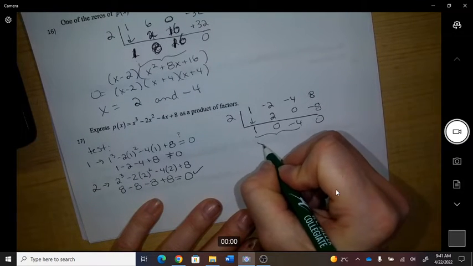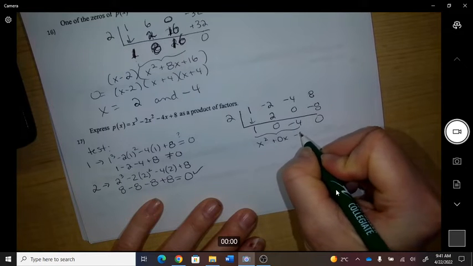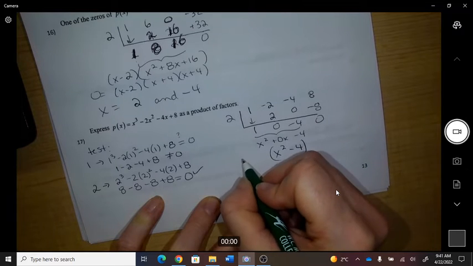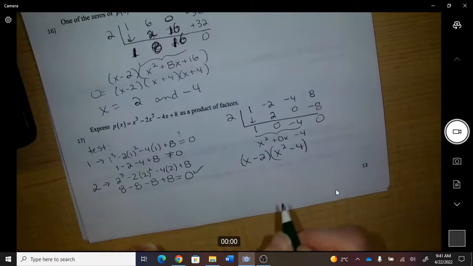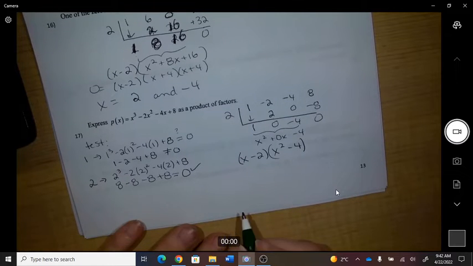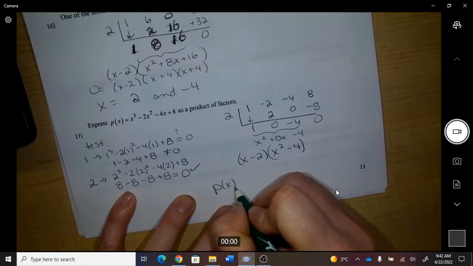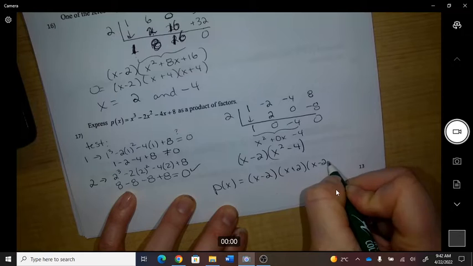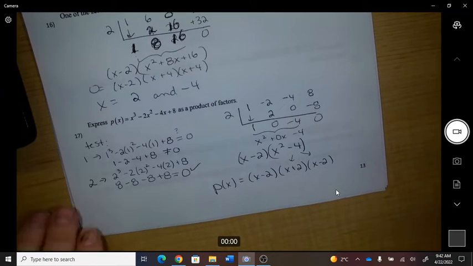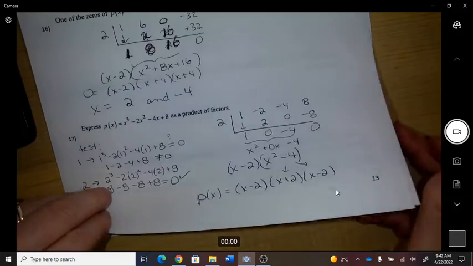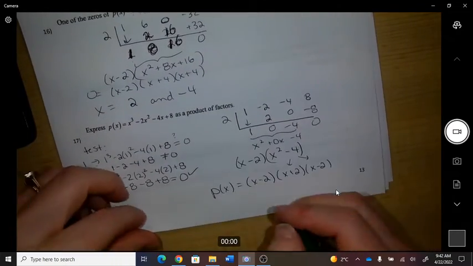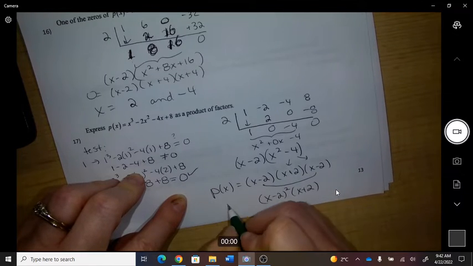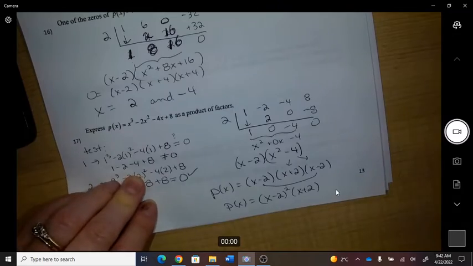So this should be x squared plus 0x minus 4. And we already had an x minus 2 because of that x-intercept. And my final answer, I'm going to break down a difference of squares here. You can also, if you want to put those together, you can also make that your final answer. Either one is fine.